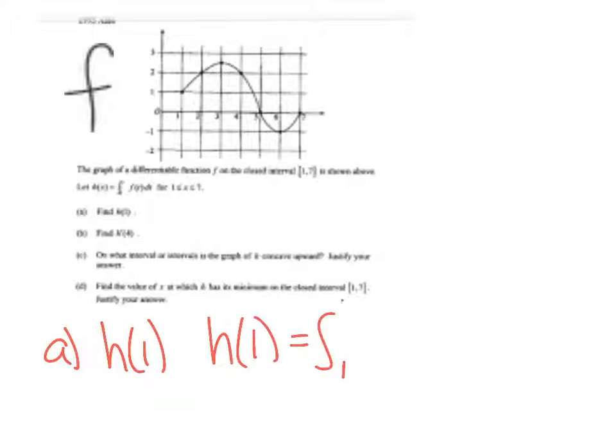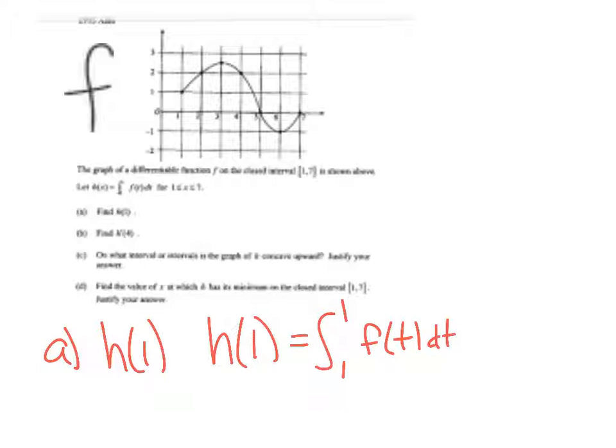And now they give you a second function, h of x, which is the integral from 1 to x. So you have two functions. You have f and you have h. The first question says find h of 1. So how easy is that? H of 1. Plug 1 into h. So h of 1 equals the integral from 1 to 1 of f of t dt.